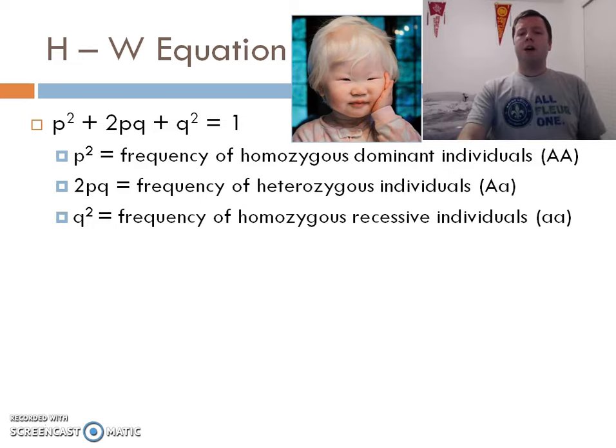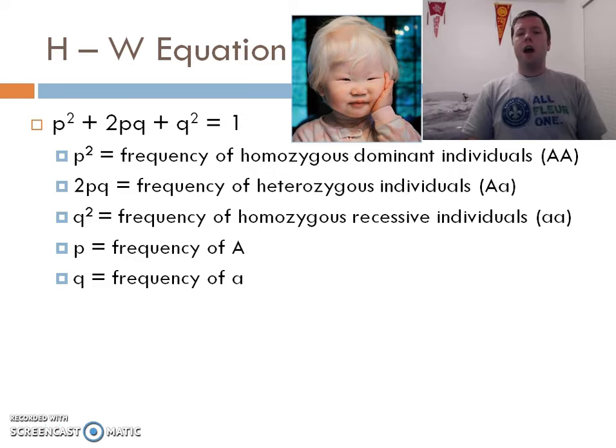You're trying to find out how many p's and q's you have. How many dominant alleles are out there? How many recessive? Not every little a is in this homozygous recessive genotype.